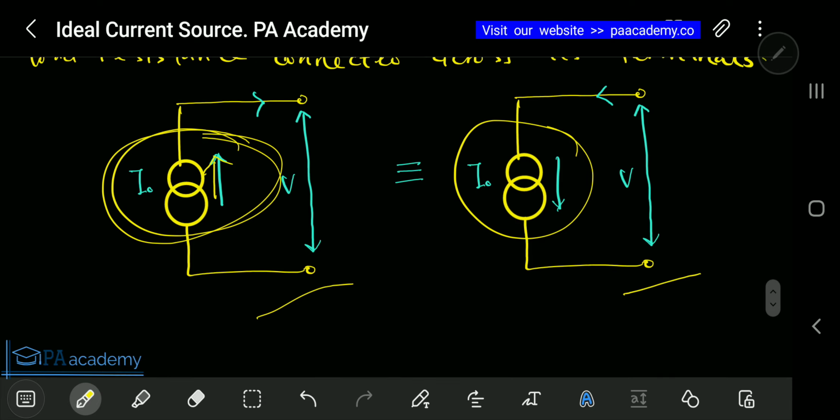So I hope you find value in this. I hope now you can differentiate between an ideal current source and an ideal voltage source. In the next part of this video, we are going to be looking at dependent sources. So thank you very much, and I'll see you all in that video.